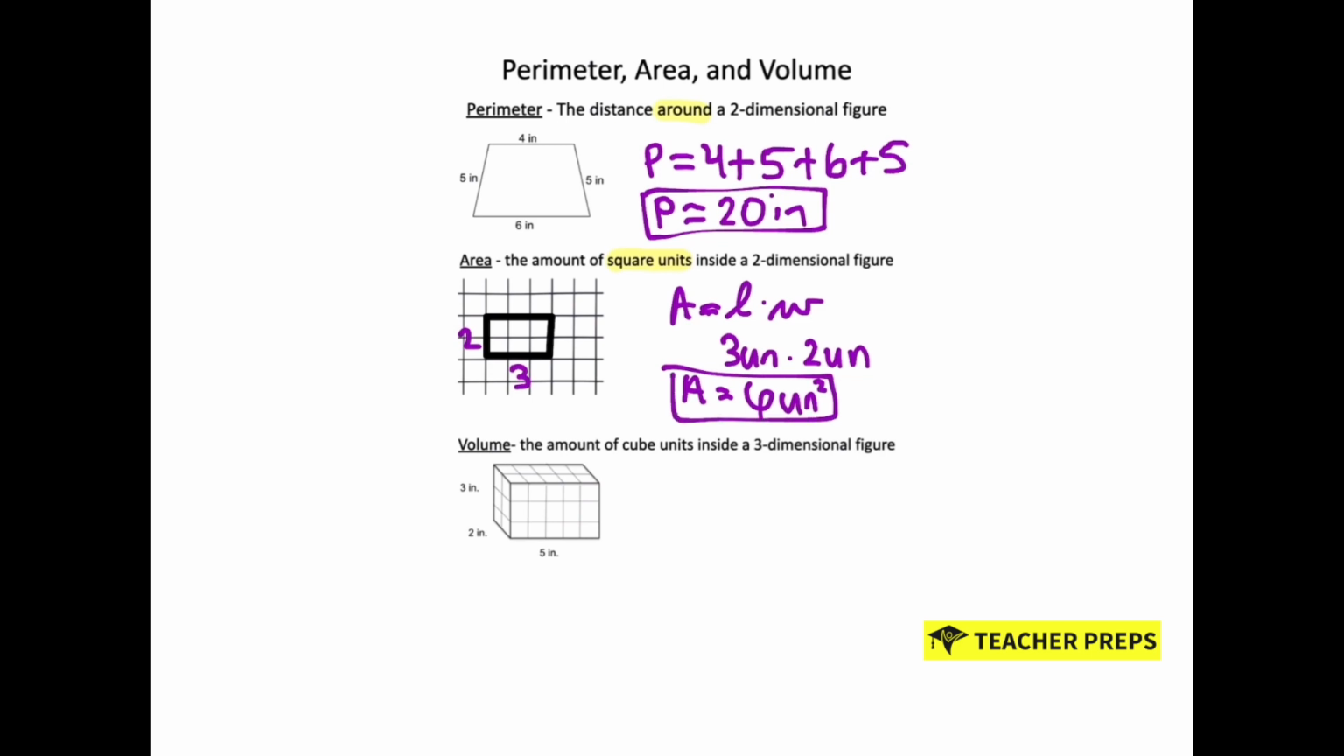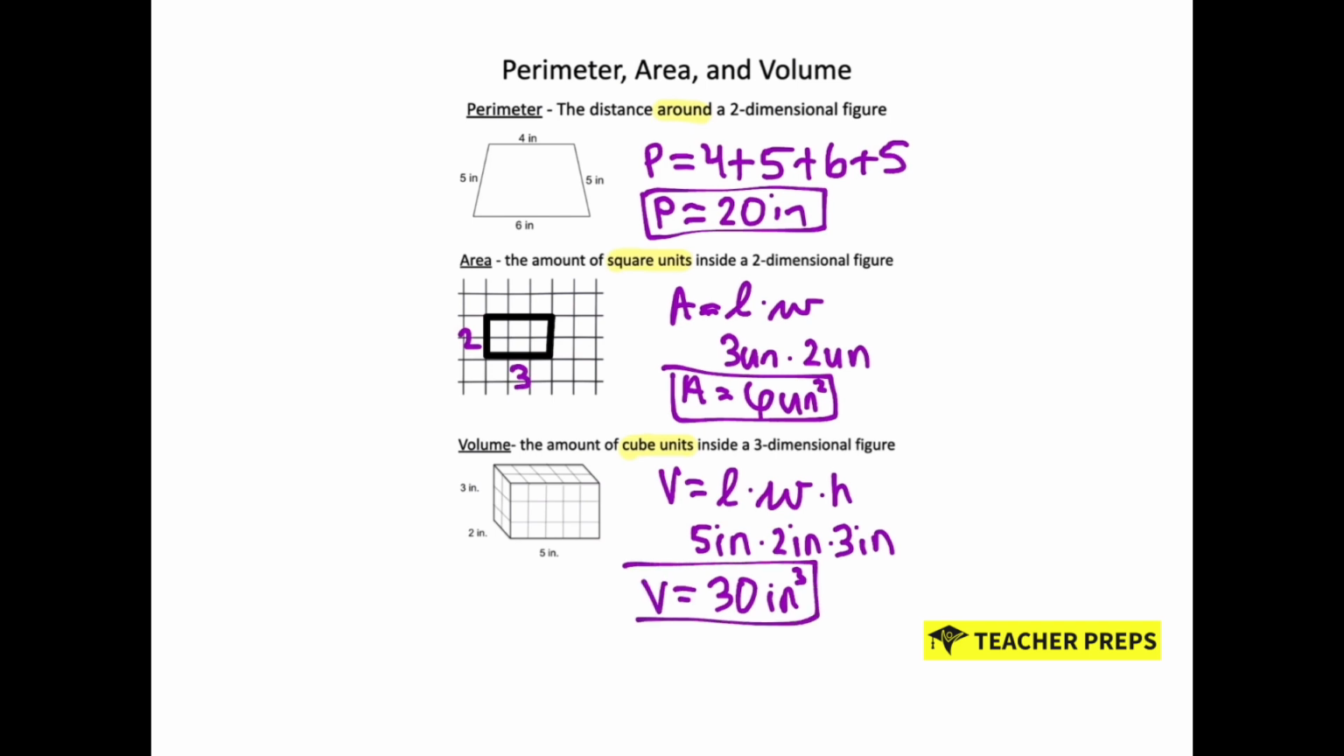And then we have volume. Volume is the amount of cube units inside a 3-dimensional figure. To the left is a rectangular prism. You find the volume by taking length times width times height. So we can take 5 inches times 2 inches times 3 inches. 5 times 2 times 3 is 30, and inches times inches times inches is inches cubed. When you find volume, the unit is cubed.